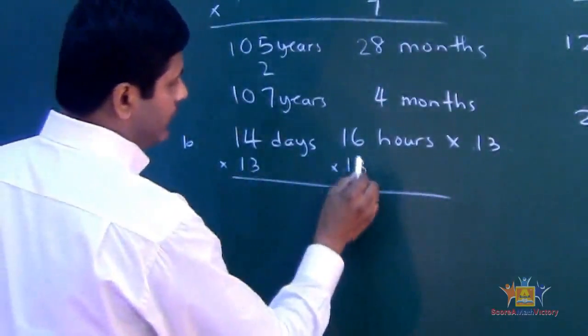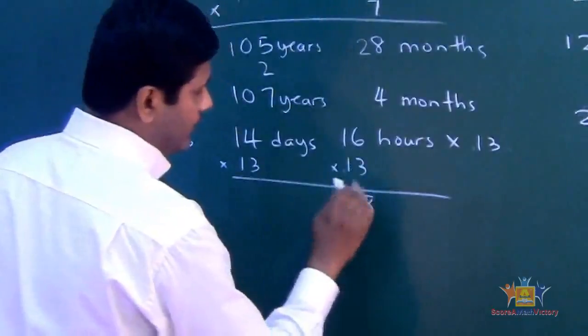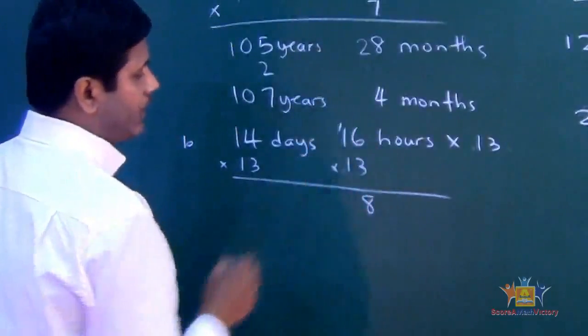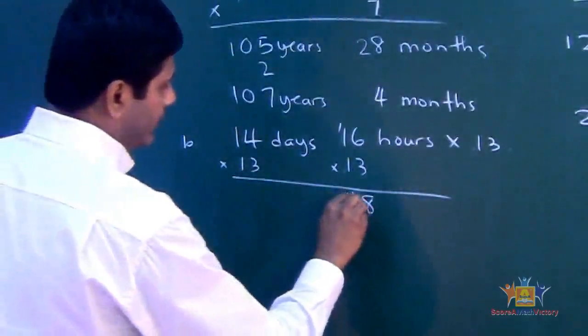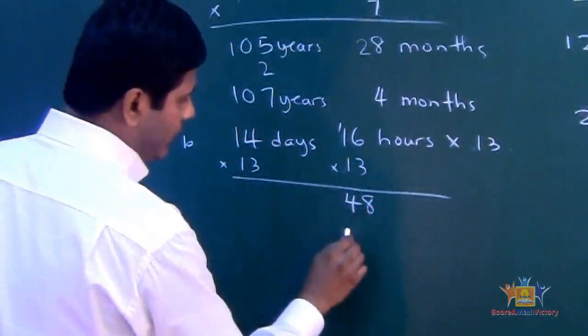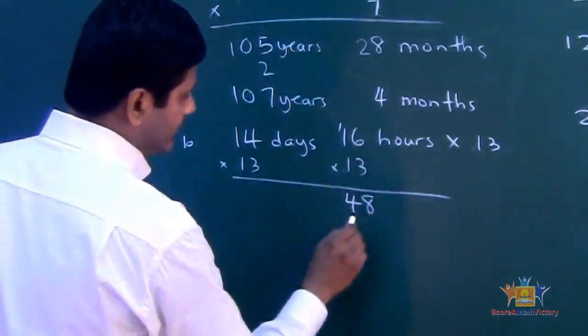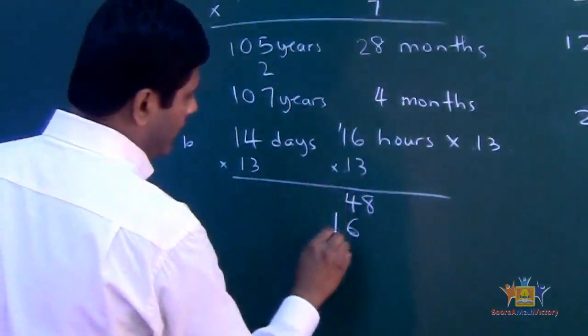Let's start with this one. 13 times 6: 3 times 6 is 18, carry 1. 3 times 1 is 3, plus 1 is 4. Okay? Now, see there's 1 right there? We're going to start right here. Very important. 1 times 6 is 6. 1 times 1 is 1. Now I'm going to add it.